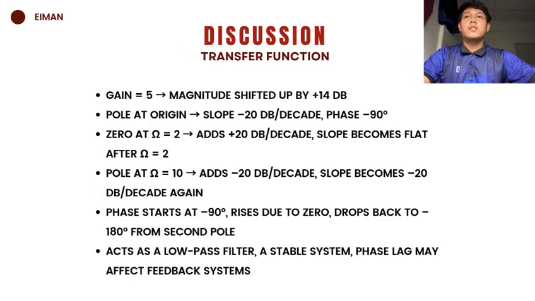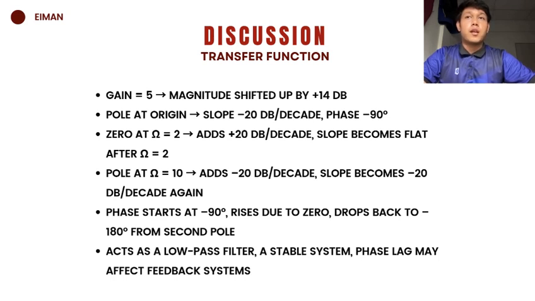Okay, now we will discuss the transfer function. The transfer function contains a gain of 5, one zero at omega 2 and two poles, one at the origin and one at omega 10. The gain of 5 increases the entire magnitude plot by about 14 decibels because 20 log of 5 is approximately 14. Next, the pole at the origin contributes a slope of minus 20 decibels per decade.